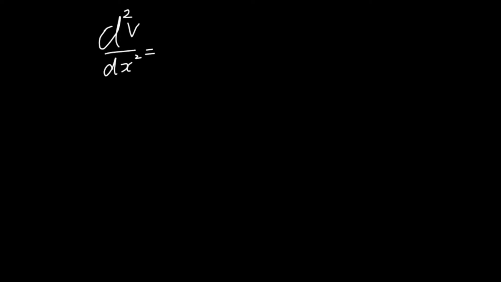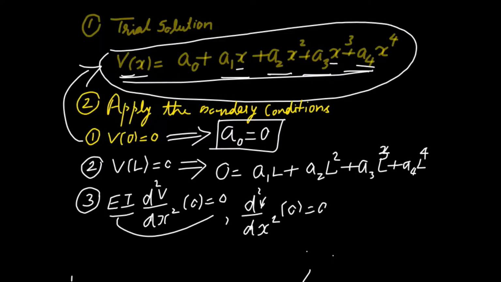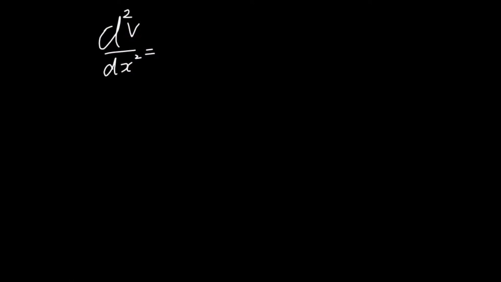So one by one, if you differentiate a naught 2 times, that becomes 0. If you differentiate a1x 2 times, that becomes 0. If you differentiate a2x squared, what are you going to get? One time differentiation is going to give you 2a2x, 2 times differentiation is going to give you 2a2. So let me write that here, 2a2.